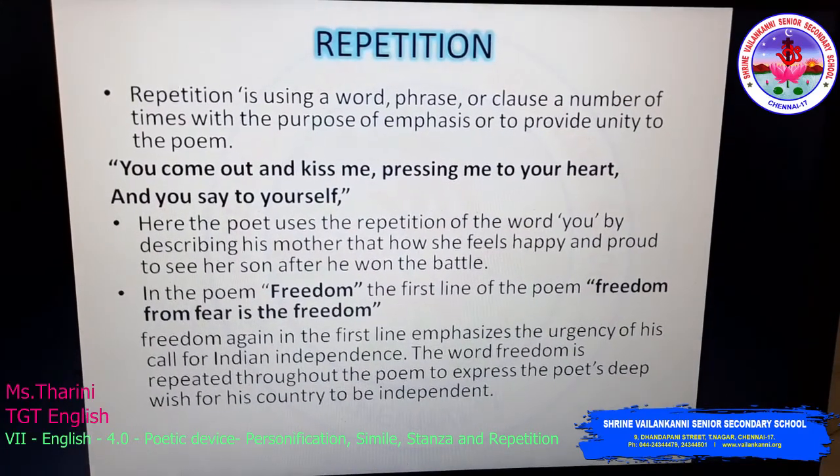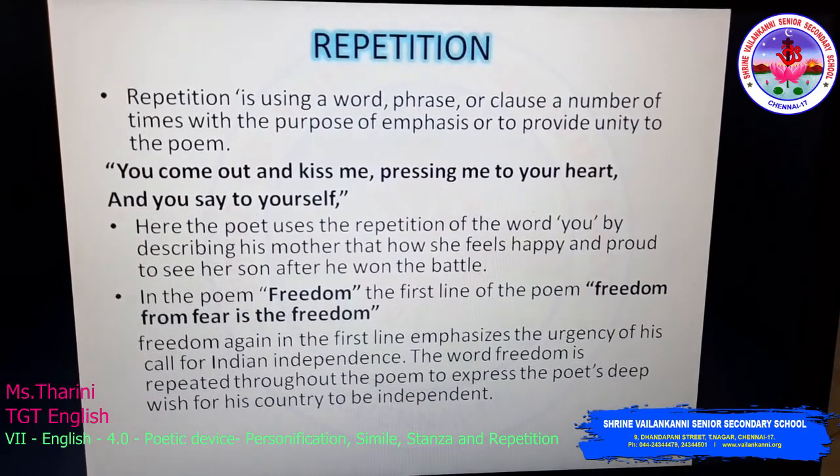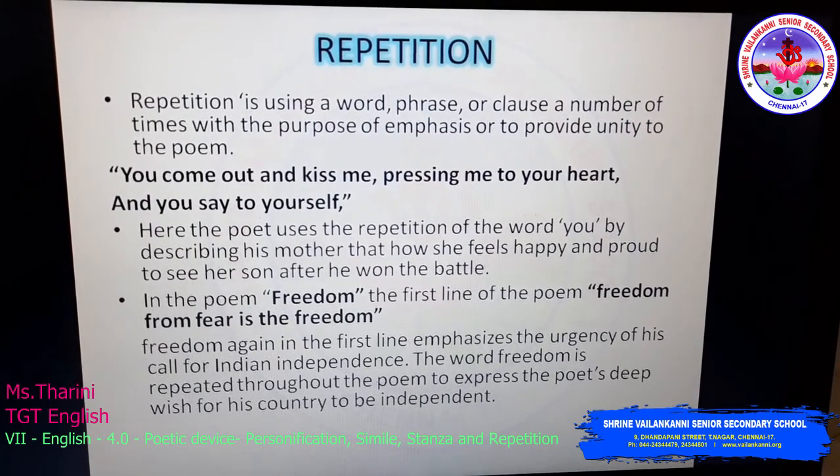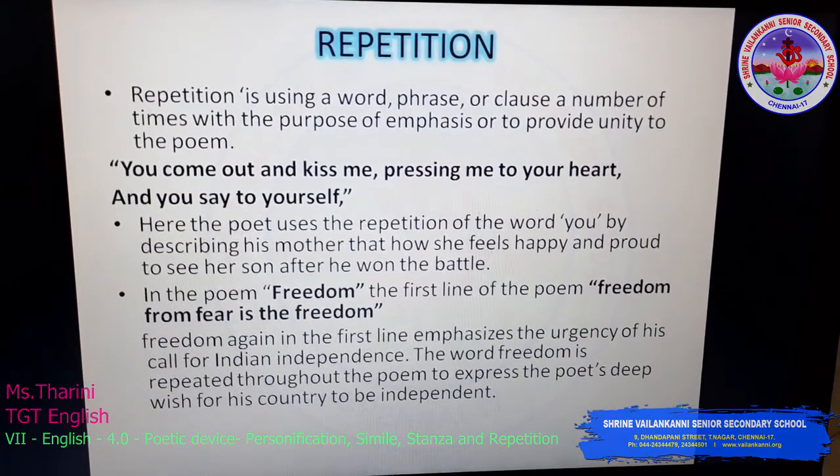So repetition means using a word or phrase or a clause a number of times, again and again. Yes, children?